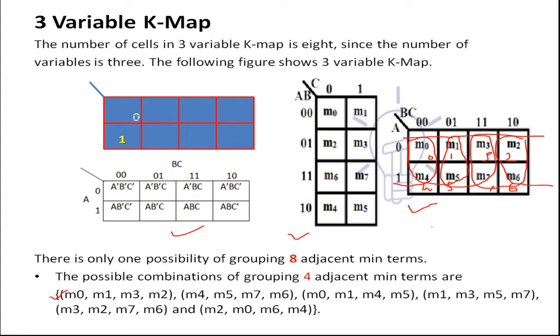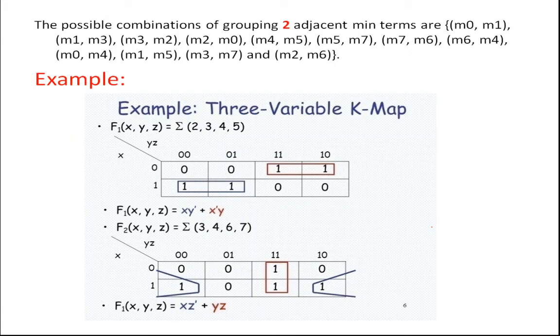So here you can see cell numbers 0, 1, 2, and 3, then 1, 3, 5, 7, and 4, 5, 6, and 7. This is how normally we do the grouping for 3 variables. So cell numbering is very, very important. Kindly go through the cell numbering, because if you make a cell numbering mistake here, then it will be very difficult. Here you can see b bar c bar, b bar c, b c bar, and b c.